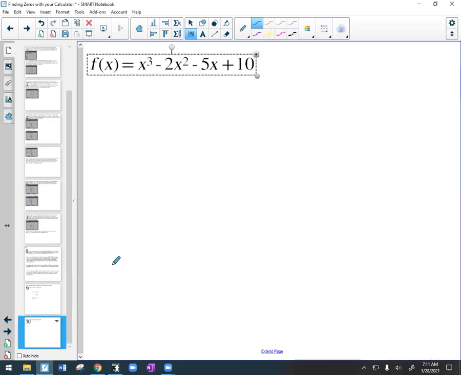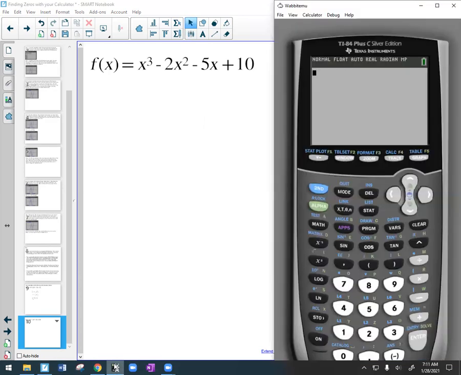So this is the second function I put at the end of these notes here. X cubed minus 2x squared. If I want to put it in here, if I want to get rid of this thing, I can just hit clear right now. Type it in real fast. X cubed minus 2x squared minus 5x plus 10. Enter. Graph.